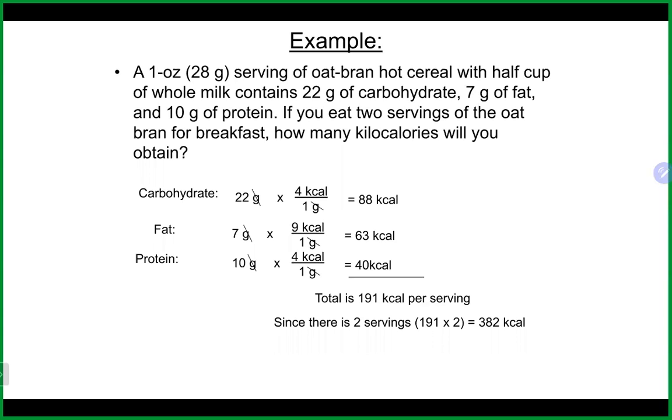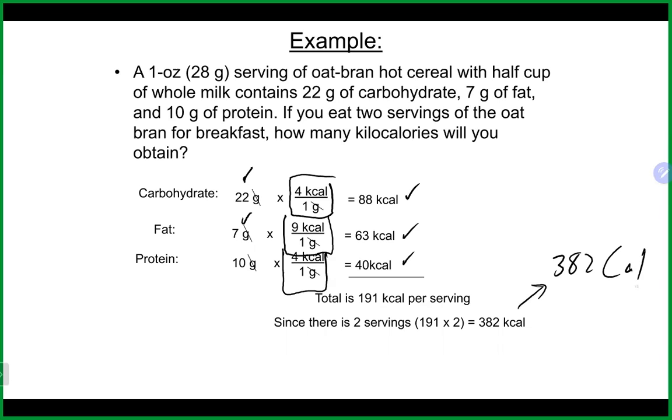So again, we take our mass of carbohydrates times the caloric value, the grams cancel. Our grams of fat times the caloric value for fat, and the caloric value there for protein. These are all basically calories here, nutritional calories. And when you add them together, you get something like 191 kilocalories per serving. And if you obviously ate 2 of them, you times it by 2. And that means that you had about 382 kilocalories or 382 nutritional calories, which is the same thing.